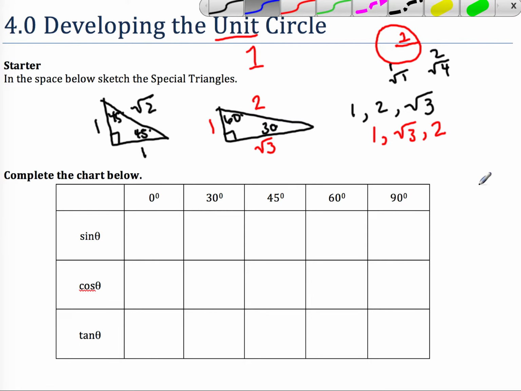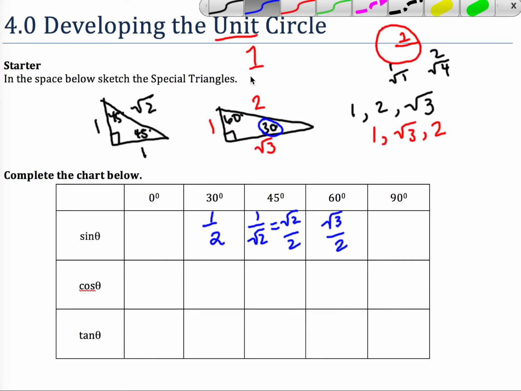From here, we can start completing the chart below, and let's go ahead and look at the sine of 30 degrees. So if I look over here at 30 degrees, the sine of 30 degrees is opposite over hypotenuse, so 1 over 2. The sine of 45, opposite over hypotenuse, 1 over root 2, which we simplify by rationalizing the denominator, so it's root 2 over 2. The sine of 60, we have root 3 over 2. And we can't go any more with 0 and 90.